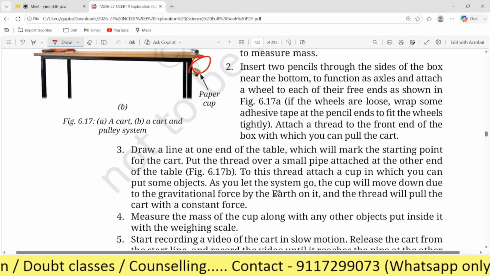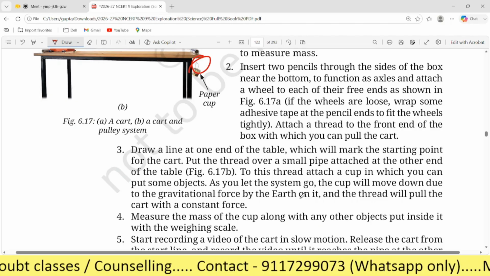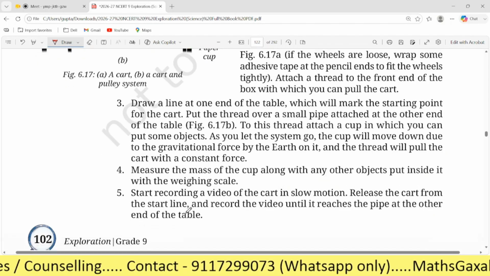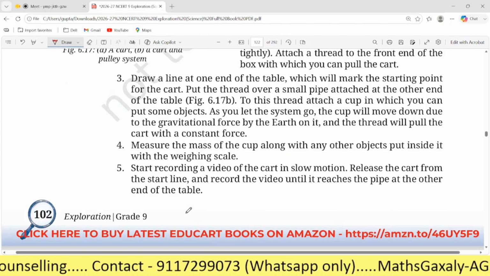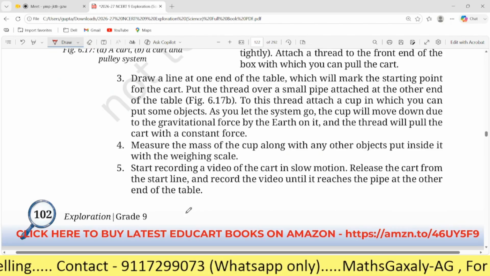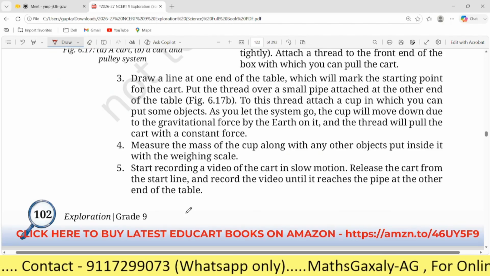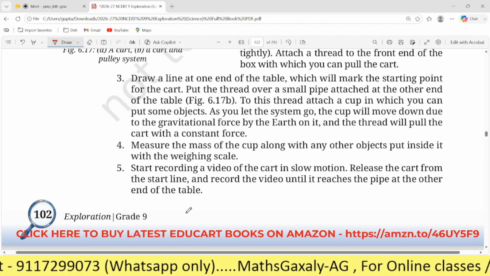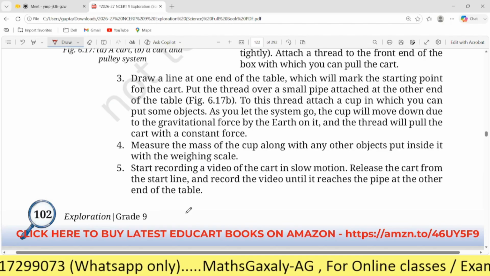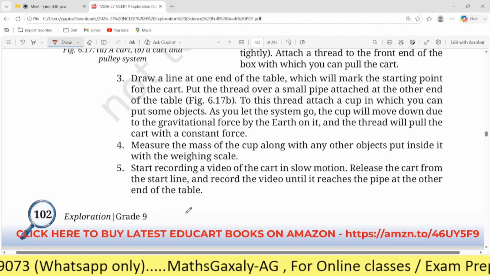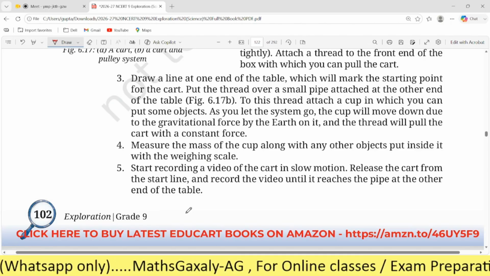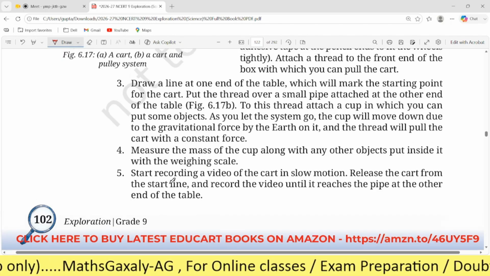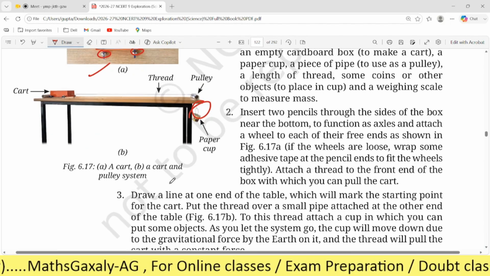Due to the gravitational force by the earth on it, the thread will pull the cart with a constant force. Now measure the mass of the cup along with any other objects put inside it with the weighing scale. Now start recording a video of the cart in slow motion. Release the cart from the starting line and record the video until it reaches the pipe at the other end of the table. Is it clear?